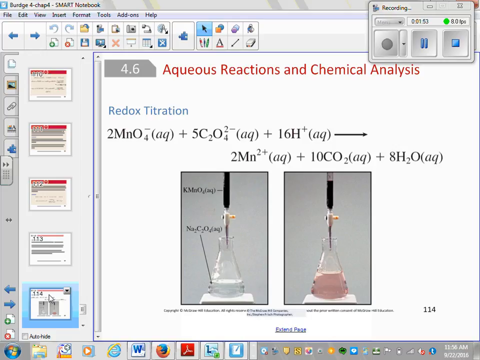So as it oxidizes, the purple color disappears. So that's why you see it clear as you're adding it. Once you oxidize all the sodium oxalate, the next drop is going to not have anything oxidized, so it's going to stay purple, and it'll turn the solution pink. So that's how you know you've reached the end point.